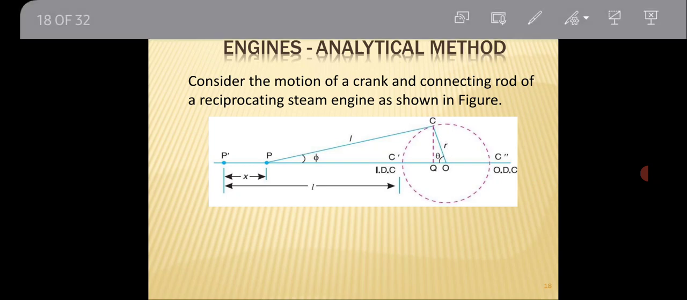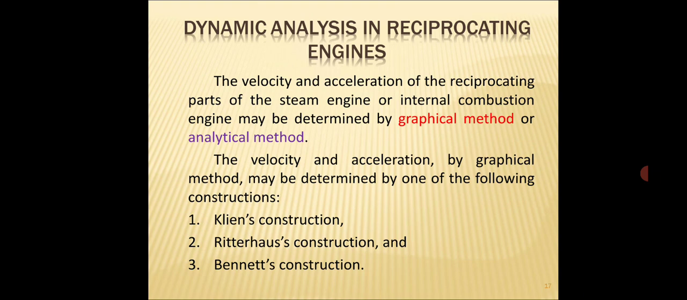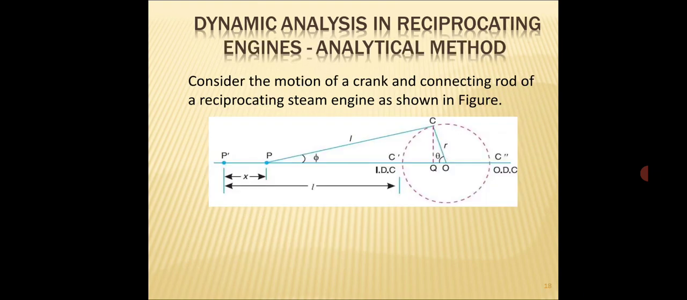So I already said about that. Here, the steam engine or internal combustion engine, both engines are reciprocating. So this engine is a reciprocating engine or a steam engine. Here P' and P are the positions of the piston, CP is the connecting rod, and CO is the crank. So this is the diagrammatic representation of the steam engine.